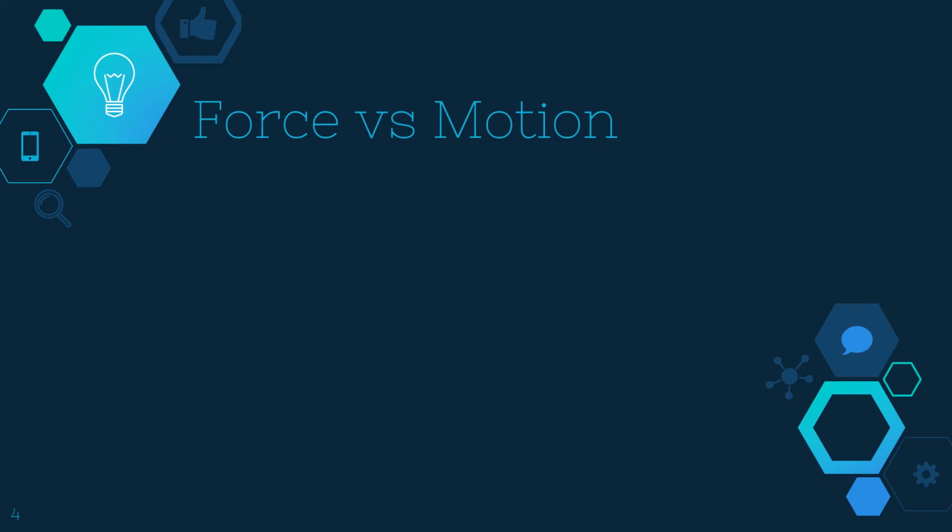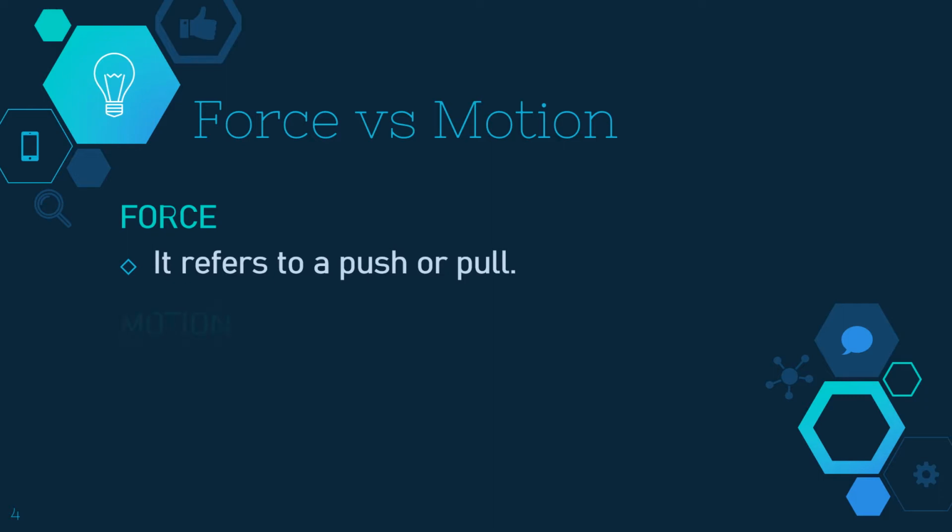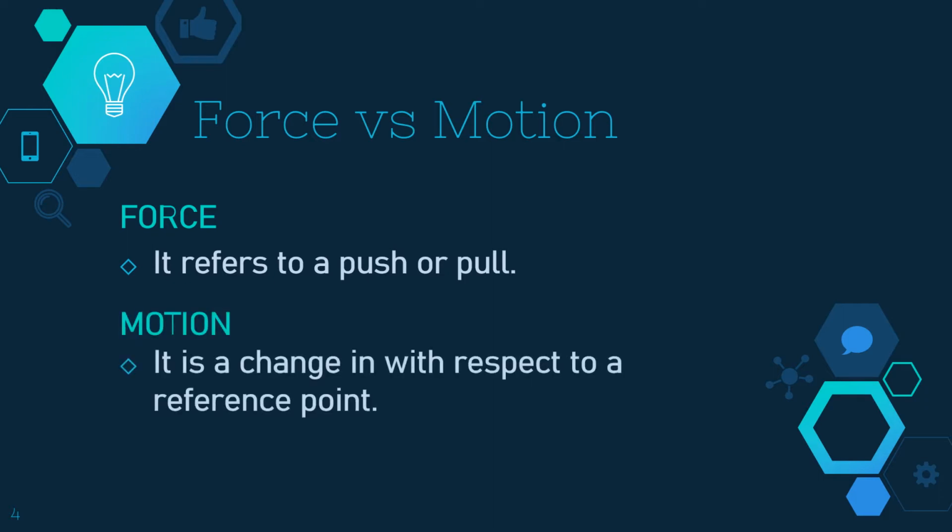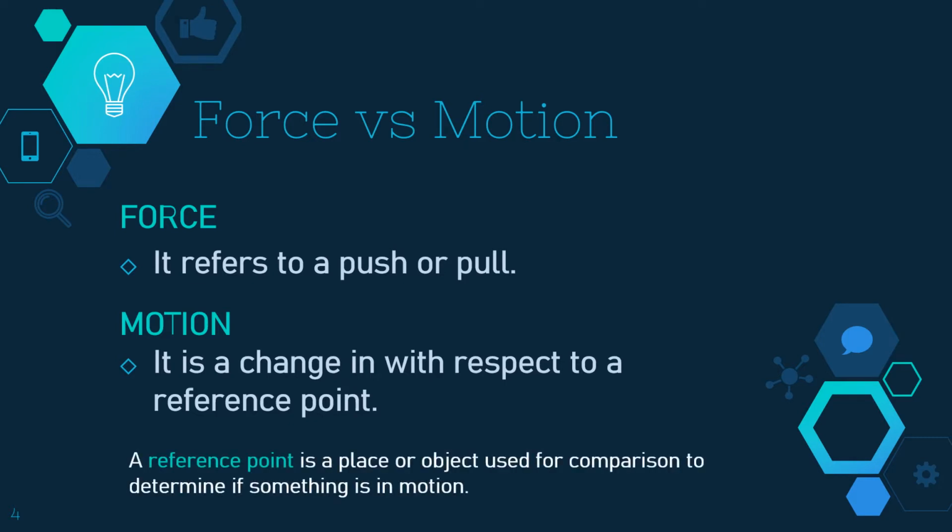Let's start first with differentiating the two concepts, force and motion. When we talk about force, we are referring to a push or a pull. Whereas when we talk about motion, it is a change in position with respect to a reference point. And what is that reference point? It is a place or object used for comparison to determine if something is in motion. This reference point is something or an object that is at rest, which will serve as a reference if a particular object is moving or not.